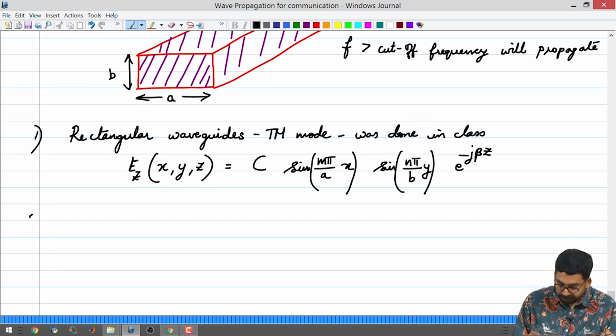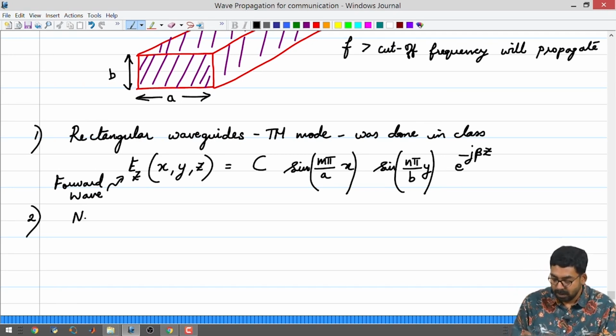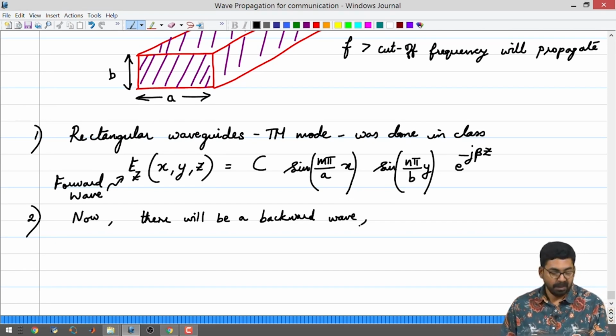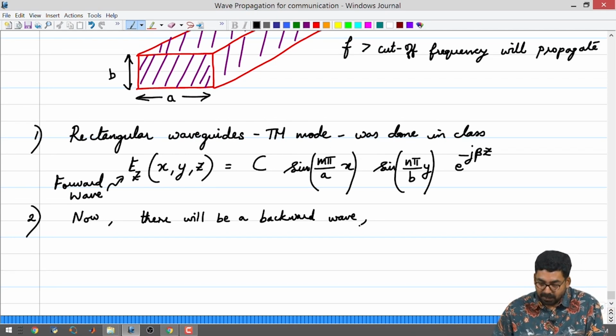So, this is the forward wave. Now, because we have introduced a metal wall at a finite distance, we will have a reflection and there will be a backward wave. Now, there will be a backward wave, and just for the sake of completeness I will write both the forward and backward wave once again.